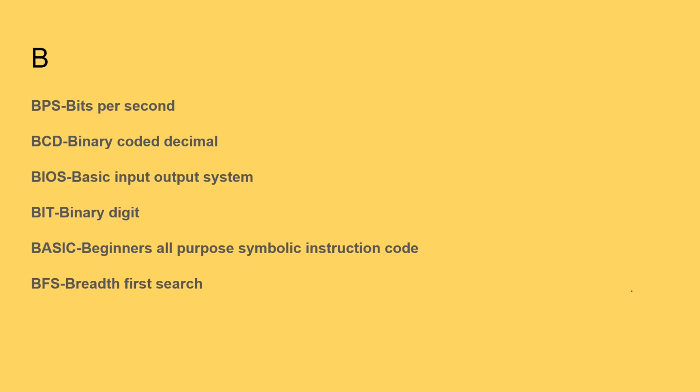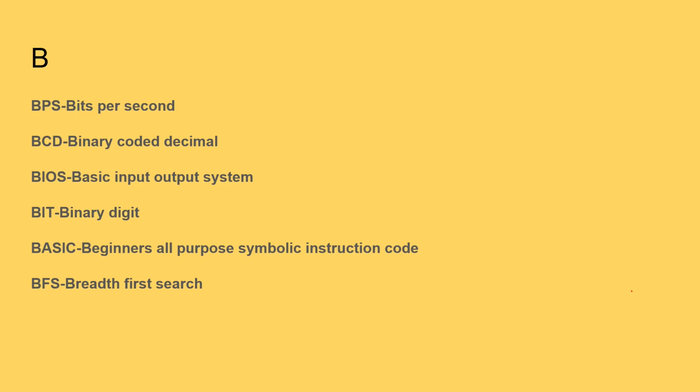Now let us look into the common abbreviations that start with B. BPS, that is bits per second. In computing, bit rate is the number of bits that are processed per unit of time. Next is BCD, binary coded decimal. It is a class of binary encodings of decimal numbers where each digit is represented by a fixed number of bits, usually 4 or 8.